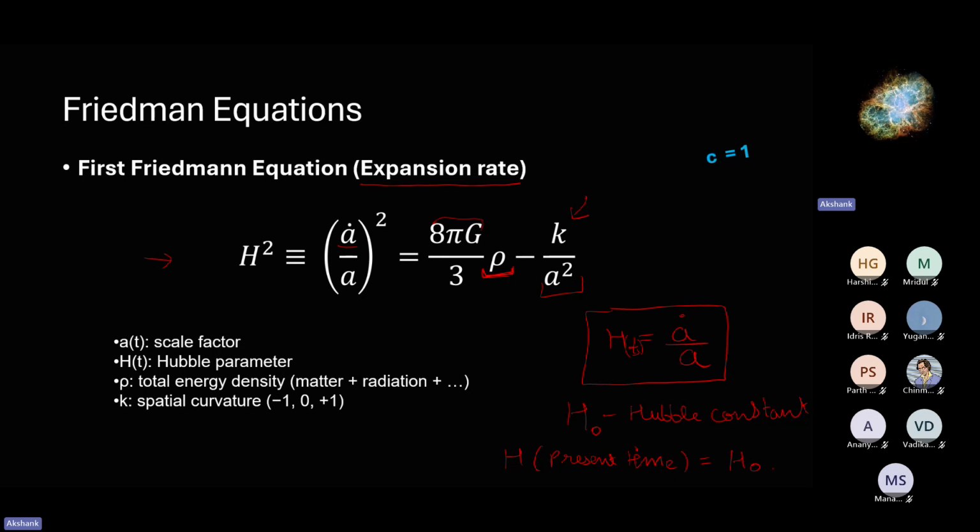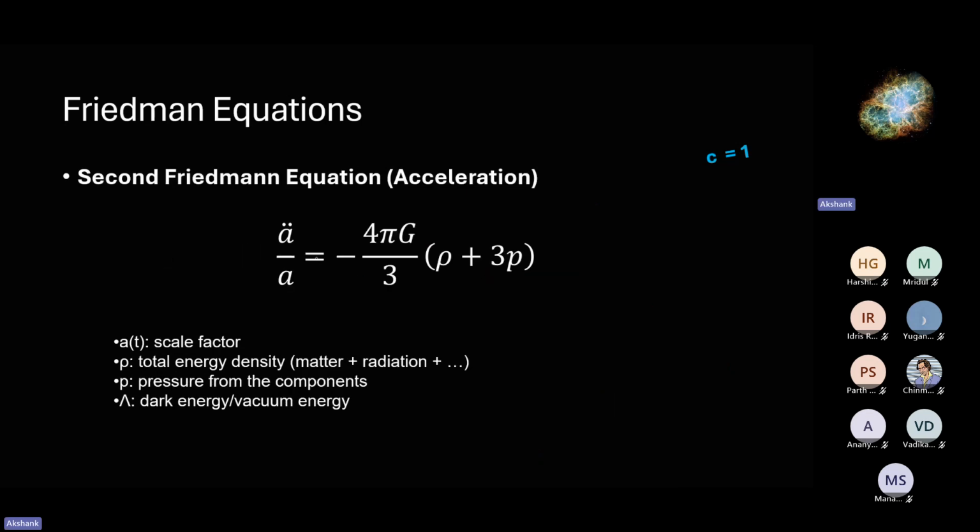Then you have the second Friedman equation, which relates the acceleration. So now you have a double dot. You have a dot in the first Friedman equation, and you have a double dot in the second Friedman equation. Again, this is related to the energy density as well as the pressure from each of these components. Whatever is giving you this total energy density will also have some pressure, and that also needs to be accounted for, because you want to see how fast the expansion is going.